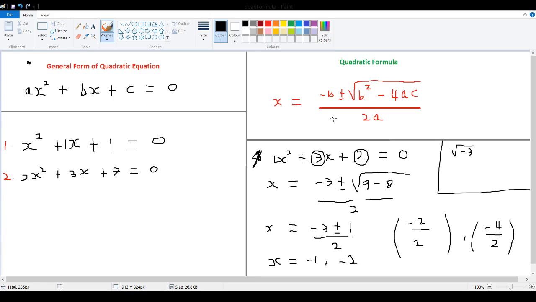All right, take care, and keep practicing the equations. Keep practicing. Just memorize this formula until you've got it completely memorized. All right, take care.